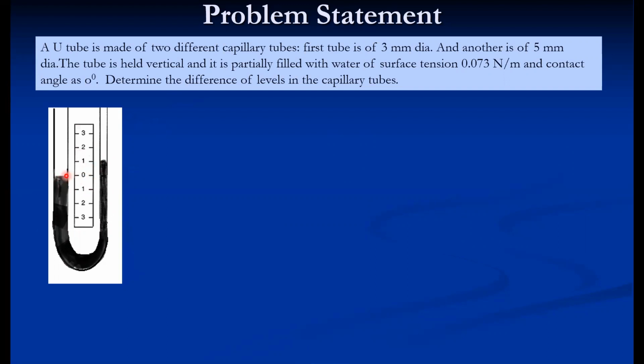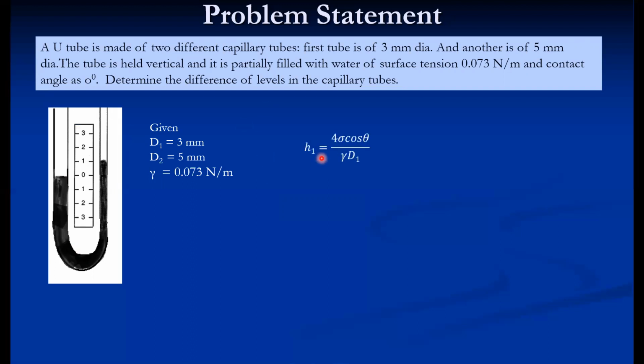First of all, we'll calculate the capillary rise in each tube. The formula remains the same. We can consider d1 as 3 mm and d2 as 5 mm. So this is d1, this is d2. Obviously, in the smaller diameter the capillary action is more, so this level will go up and that level will go down. We only have to calculate the difference. It's not gamma, it's actually the sigma value, that is 0.073 Newton per meter. The contact angle is 0 degree.